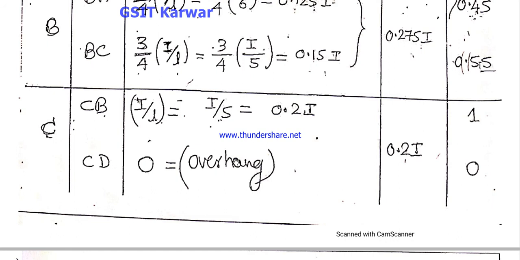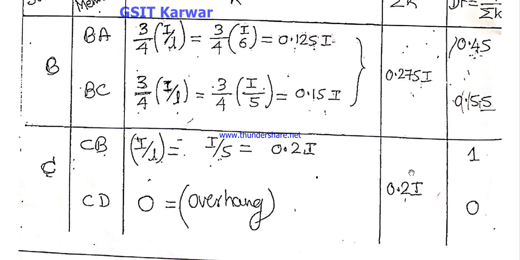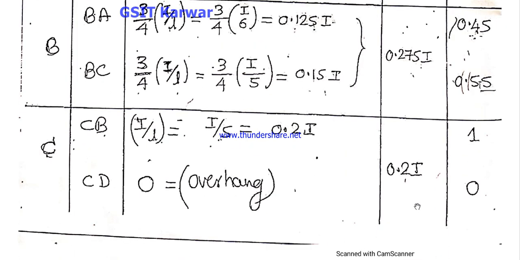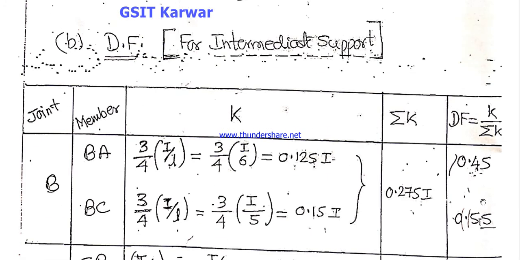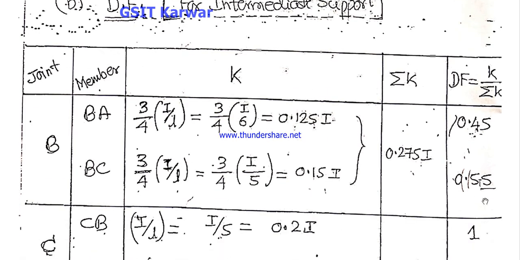Similarly for joint C, you can substitute the data. The length is 5 meter and we get the answer 0.2I, and the summation also gives the same answer. After calculating this, the distribution factor for member CB is 1 and member CD is 0. Okay, this is the step for calculating distribution factor.